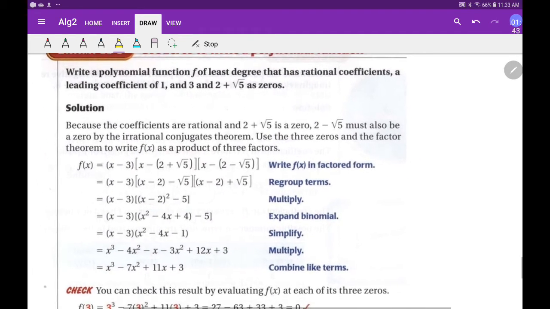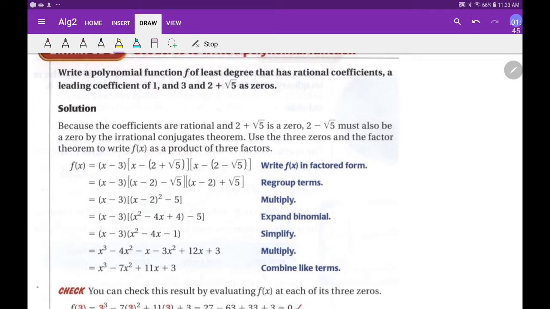So here we go. It says write a polynomial function of least degree. Don't overdo it. Do the smallest possible. You could make one bigger, but why would you do that? It has rational coefficients, a leading coefficient of 1, and 3 and 2 plus the square root of 5 as zeros. If I have 2 plus the square root of 5, I know that I also have 2 minus the square root of 5. So you can see how they build this.